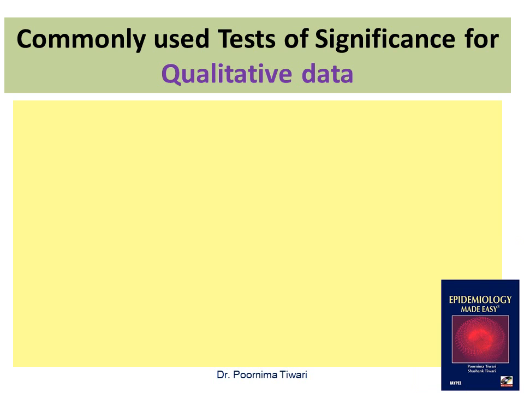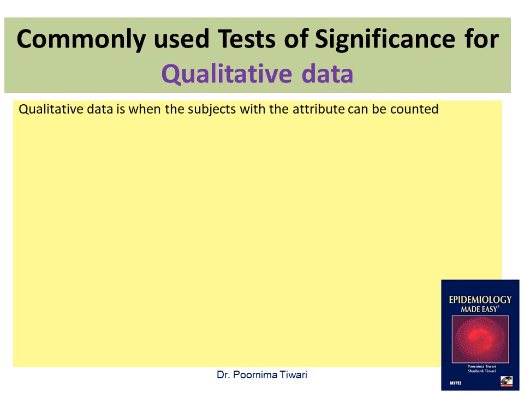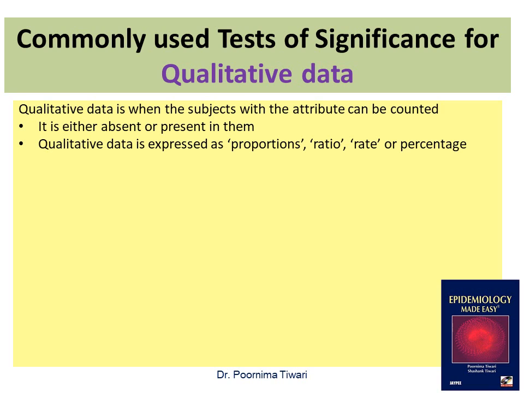The commonly used tests for qualitative data are listed here. What is qualitative data? Let us tell in brief. Qualitative data is when the subjects with the attribute or the variable that we are studying can be counted. That is, the attribute is either absent in a person or present. So qualitative data is expressed as proportions, ratio, rate, percentage, that is, percentage of people who have the attribute. For example, 10% of the obese developed coronary heart disease. So they either developed or they did not develop.